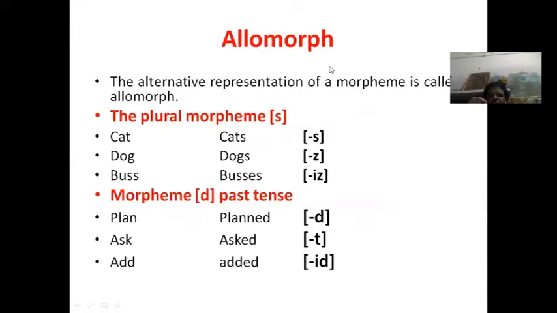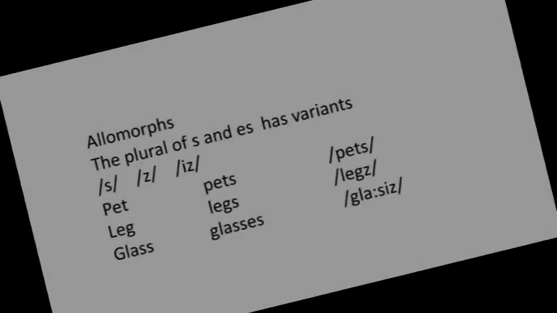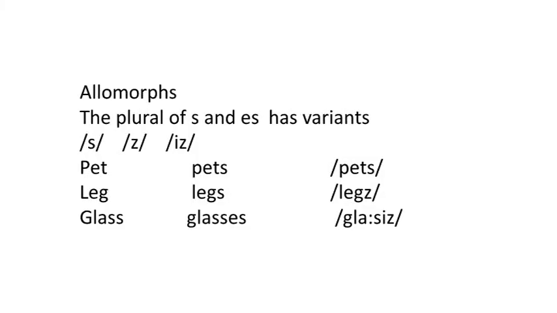And when you come to another plural form, glasses, the morpheme es is pronounced z, glasses. So see the variation in the morpheme s and es. It is different in different plural forms.